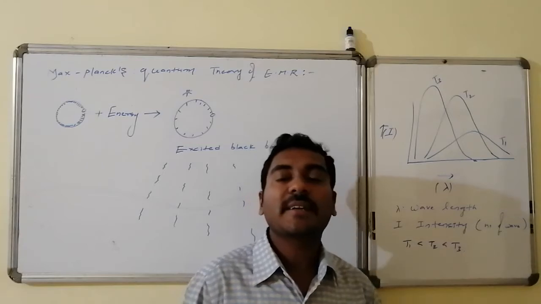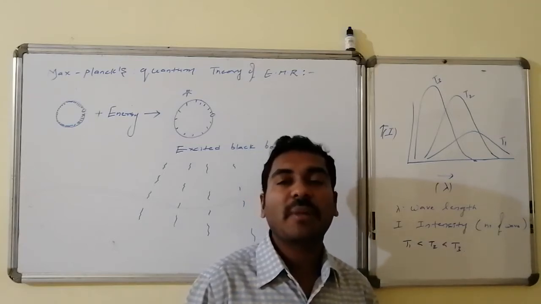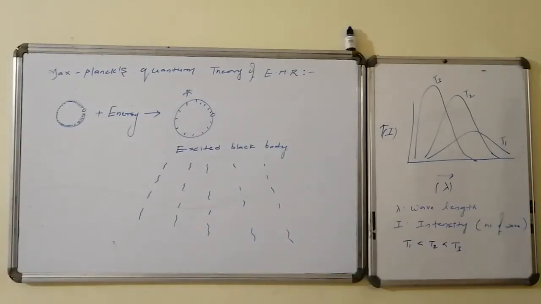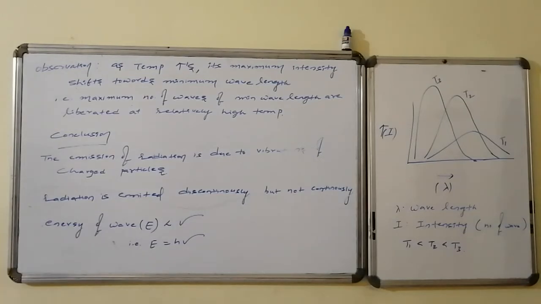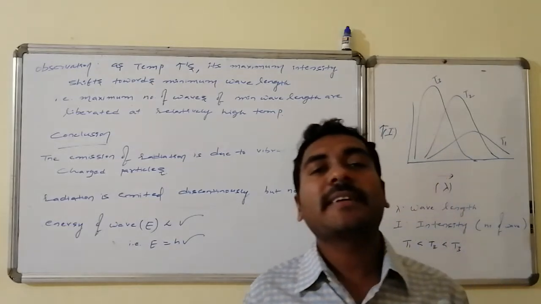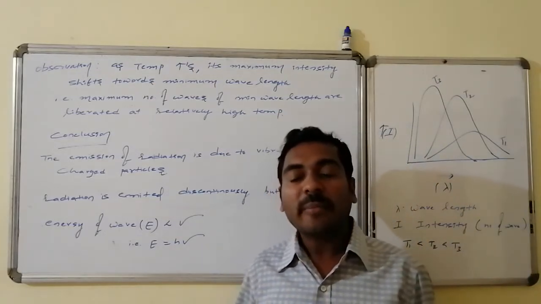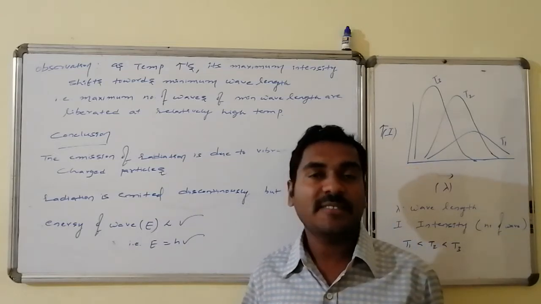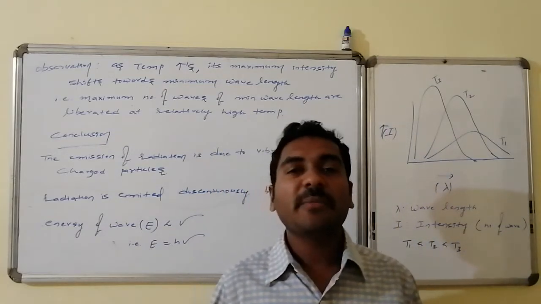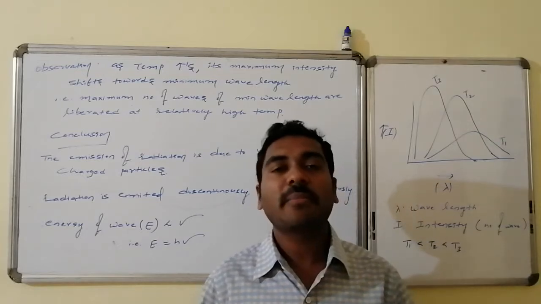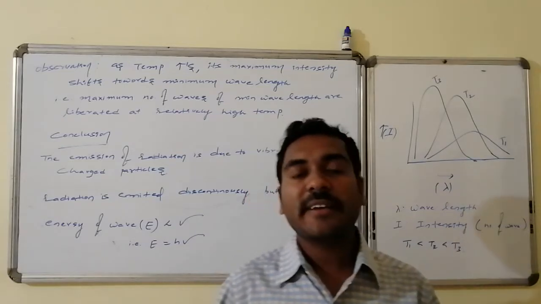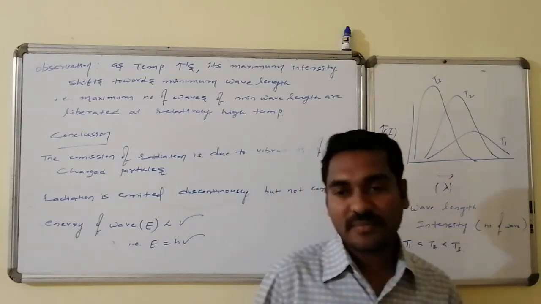Then the conclusions related to this graphical information of black body radiation are like this. From the observation of the radiation coming from the black body, the drawn graph reveals that as temperature increases, the intensity of the emerging radiation from the black body shifts towards the minimum wavelength. This implies that at higher temperature, more waves of minimum wavelength are emitted by the black body, whereas at lower temperature, more waves of relatively maximum wavelength come out.